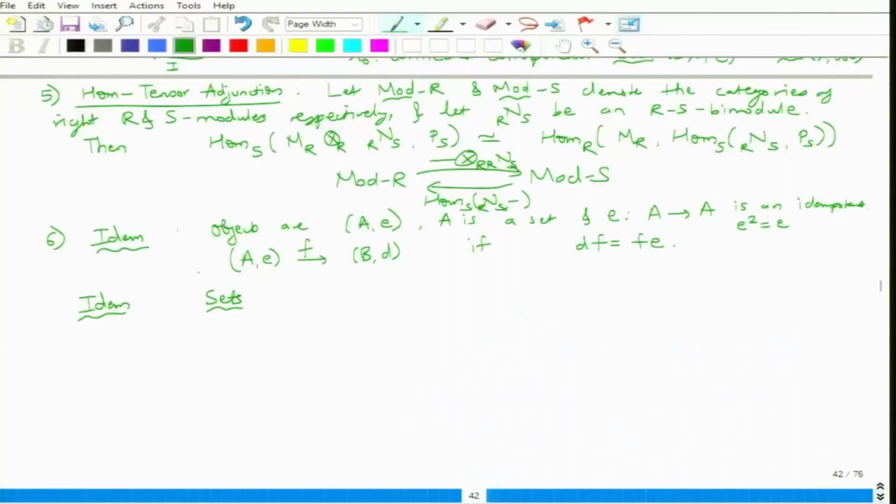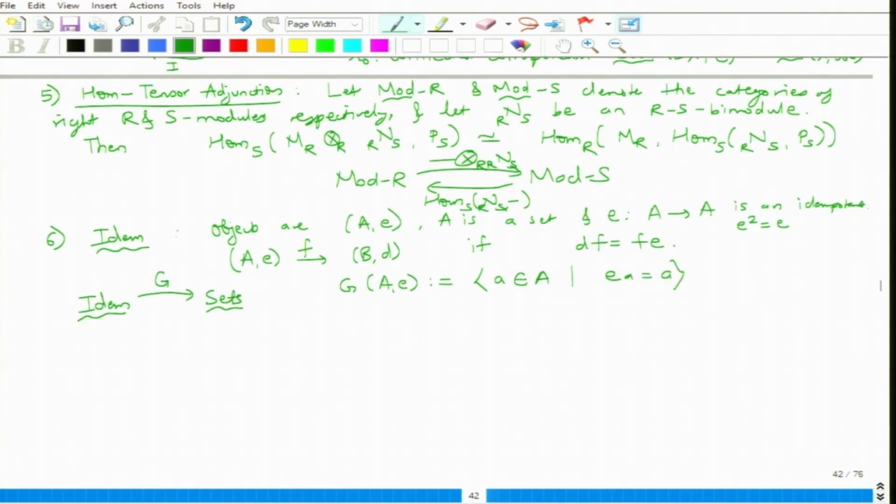Okay, we don't want to talk about the forgetful functor, but maybe we can send it to something more meaningful which has to do with the idempotent. The set of fixed points. So the set of fixed points is a functor from Idem to Sets, and let's call it G. G of (A, E) we define to be the set of all those a in A such that E(a) is equal to a. The things which are fixed.